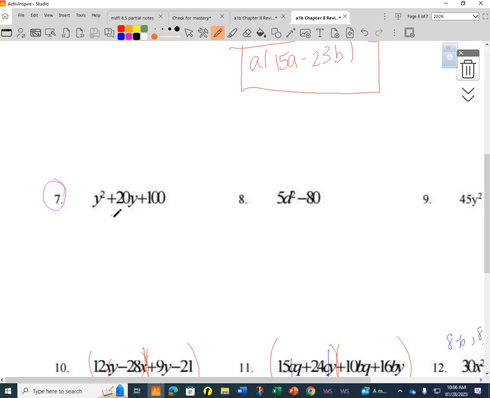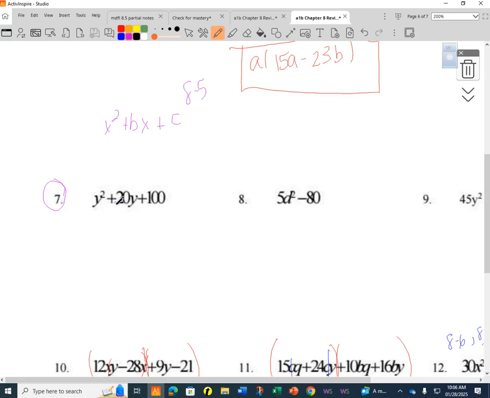So for the sake of time, we only have 4 minutes. I'm going to go through it a little bit quicker. This is a trinomial, 3 terms. It's in the form of x squared plus bx plus c. So we have a strategy for that from our 8-5 notes. But I think this is a perfect square trinomial, which means we have a shortcut for it.